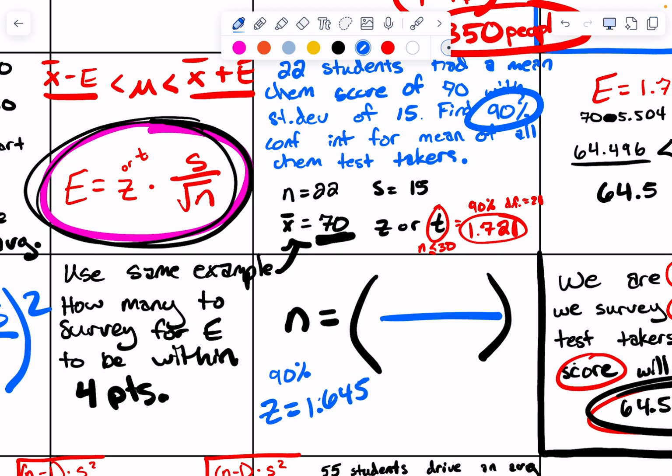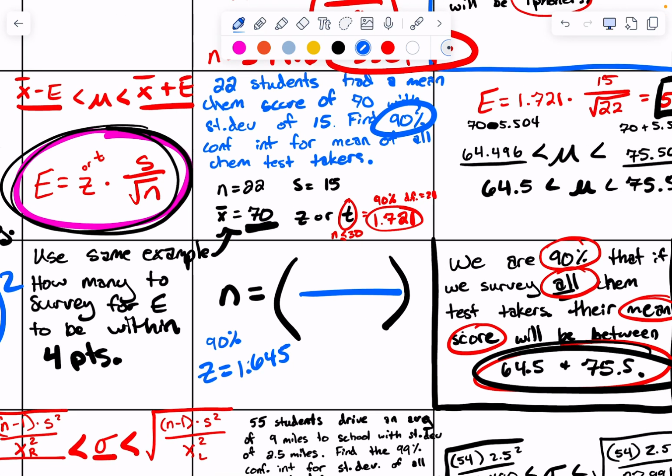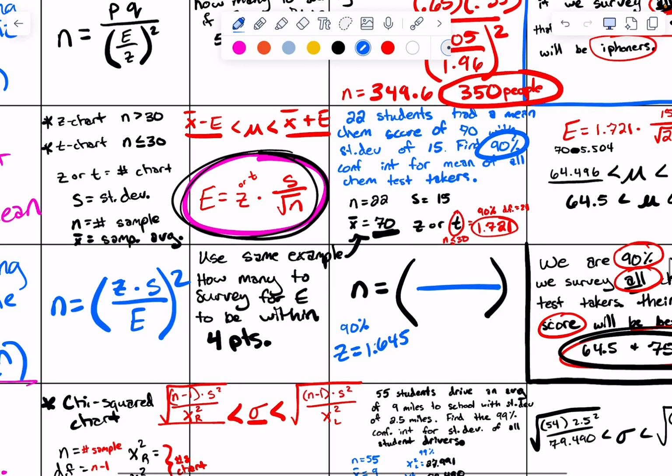1.645. I don't know. Check that. Oh, this one right there? Yep. Is the z 1.645 for 90%? 1.645 times the standard deviation, which was 15, over the error. And I want the error to only be 4, and I want to square that. So if I do that all and find my n and multiply and square and all the things, I don't know. We know the number should be more than 22, right?